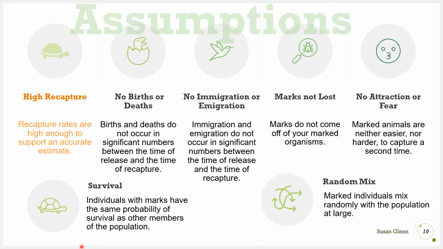But you want to make sure that you're not causing them to avoid your traps. And the other assumption is that your recapture rates are high enough to support an accurate estimate. And that's the most important one. You want to make sure you get enough recaptures that you can make an accurate estimate. If you don't get enough recaptures, you're going to overestimate the population. If you get zero, you can't estimate the population at all. So that one is highlighted because that's the most important one.